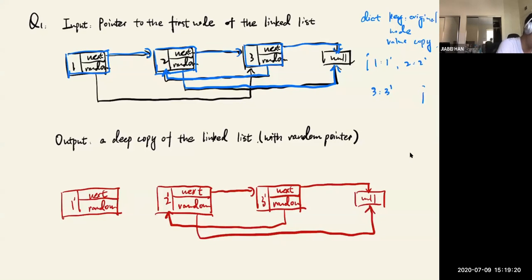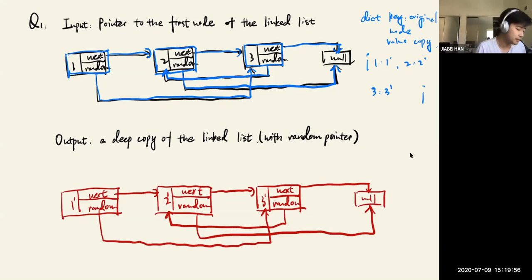And then after we are done with 2, just go back, and since 1 called the DFS on 2, the next pointer of 1 prime will point to 2 prime. And finally, we just want to visit this random pointer here. And 3 has already been visited, so we just return 3 prime here. And then finally, we just return the address of 1 prime, and we finally get a deep copy of the original linked list.